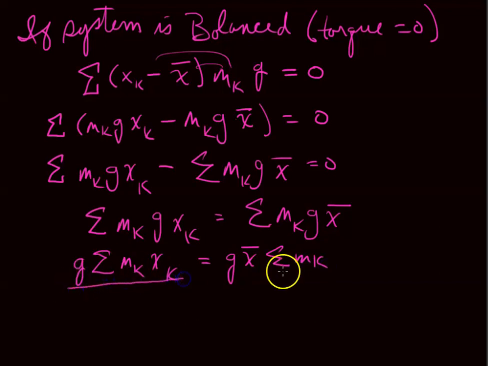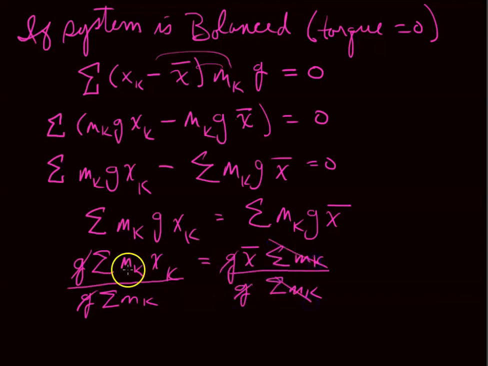Divide both sides by the summation m sub k and the g. So these g's cancel. Oh, nothing cancels here. So we get this summation m sub k x sub k over the summation m sub k is equal to x bar.